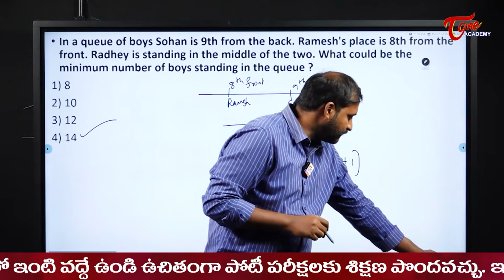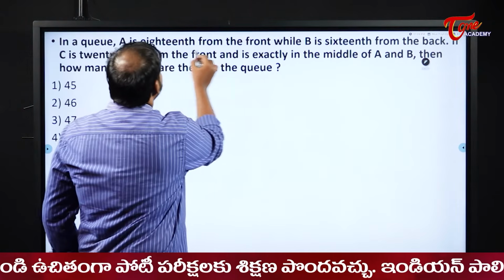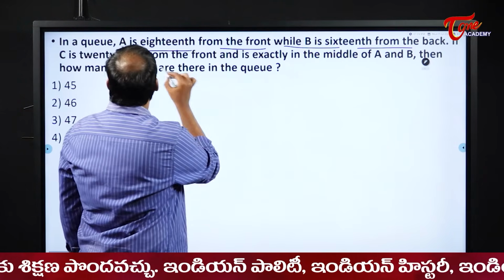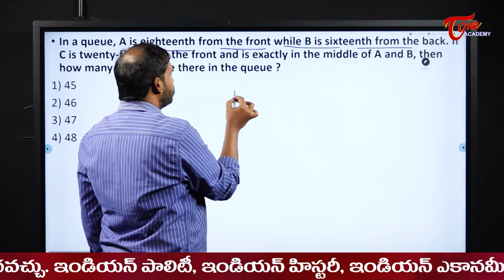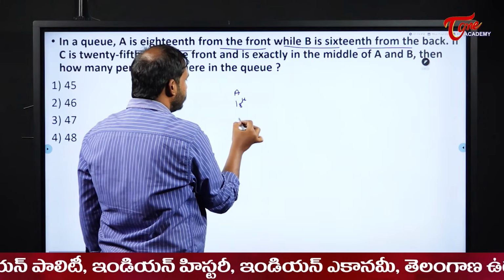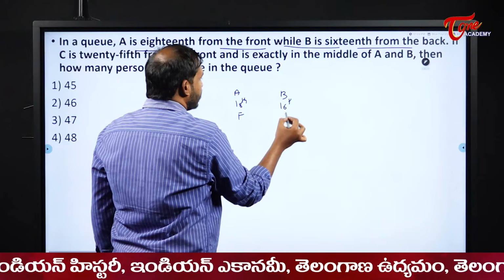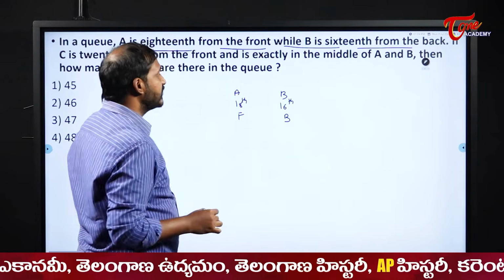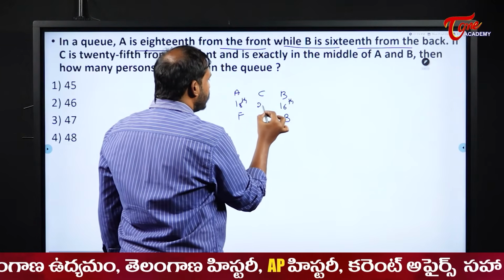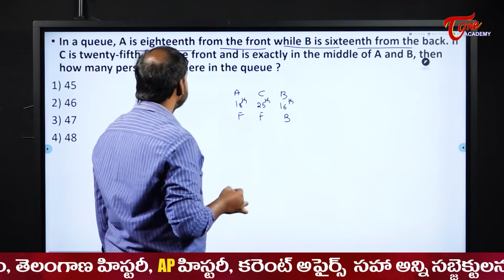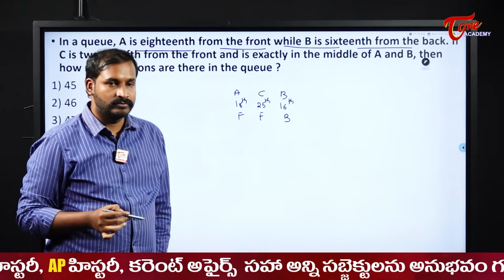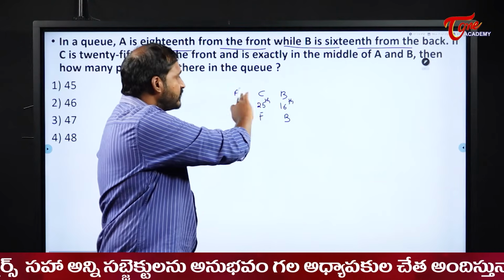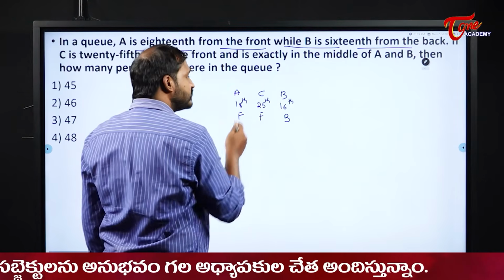Next one. In a queue, A is 18th from the front while B is 16th from the back. If C is 25th from the front and is exactly in the middle, then how many persons are there in the queue? From the front, obviously the order will be A, C, B. There is no chance for B, C, A. Definitely the order is in this manner.